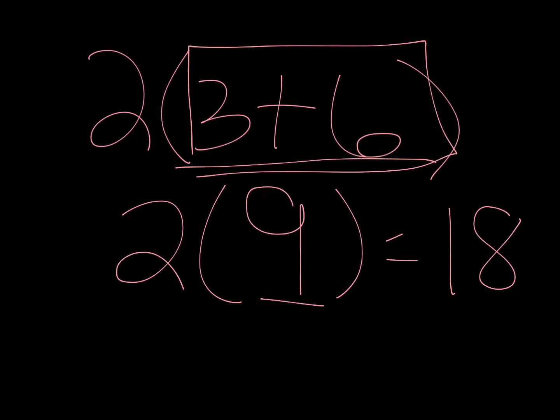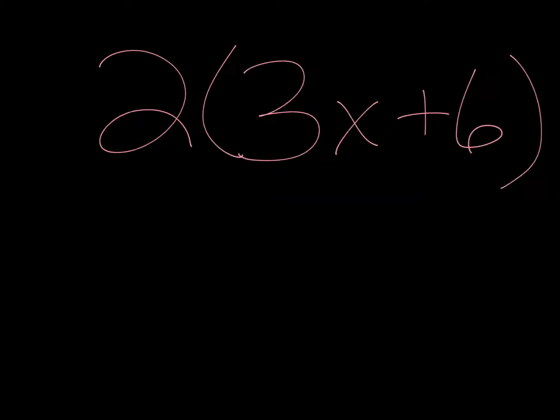So let's look a little bit harder at an example with some variables. Alright, so here we have the same numbers, but this time with the 3, we have a variable. So in the last example, we added everything in the parentheses before we did the multiplication. But here we don't have like terms. So I can't add the 6 with the 3x because they're not the same thing. So this time I have to do the multiplication first.